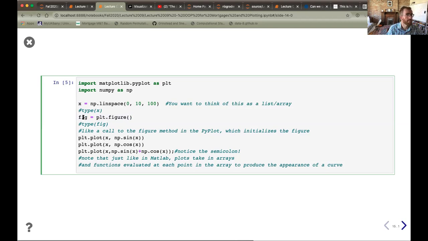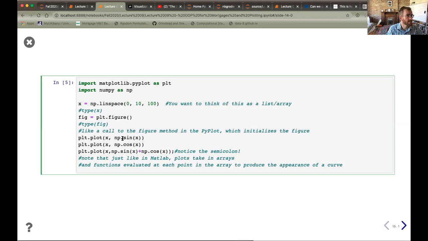We could have made this my_fig. That's fine. And this is going to be an instance of the plot class, and in particular, it's going to be a figure object. And so we're now going to be able to manipulate these objects by doing things like plotting. And we're going to start getting to use some of these familiar functions from math.